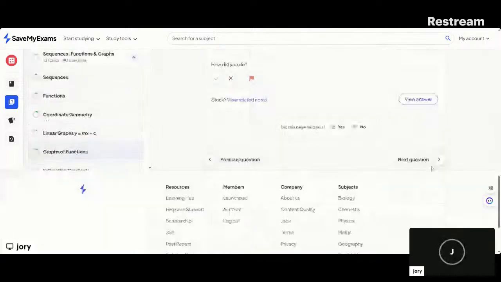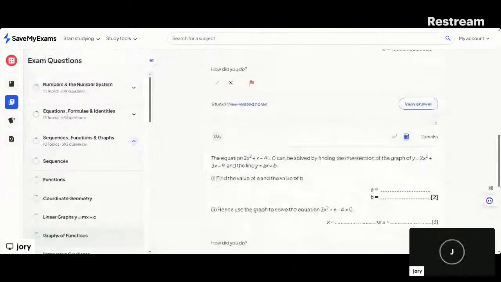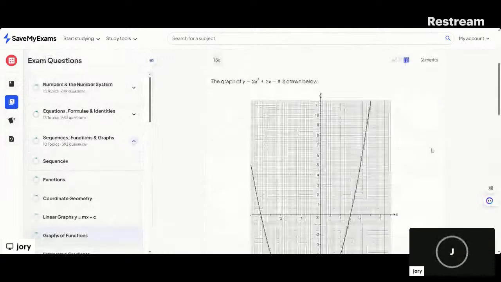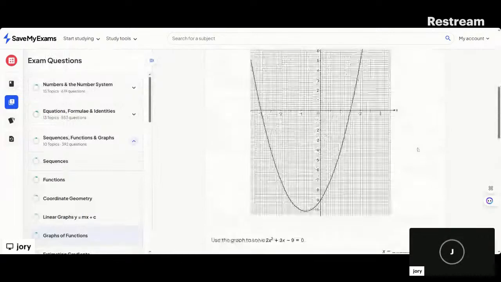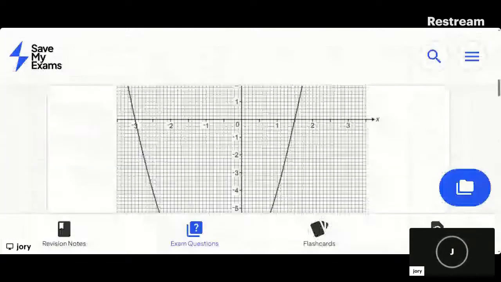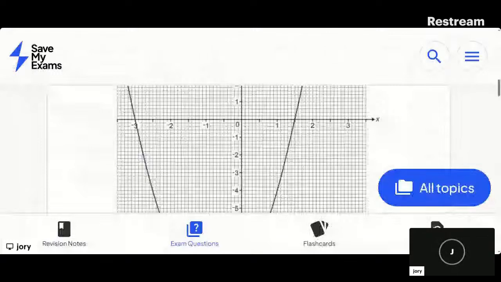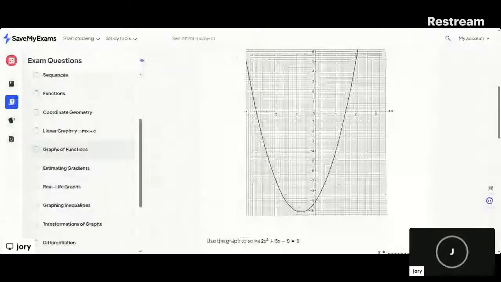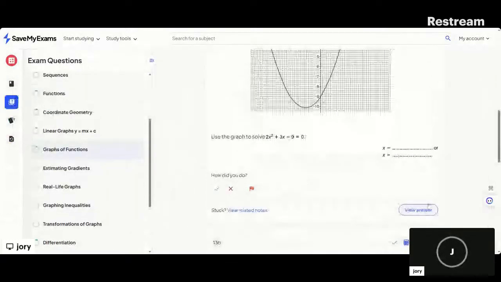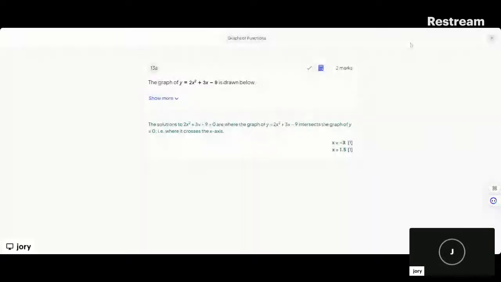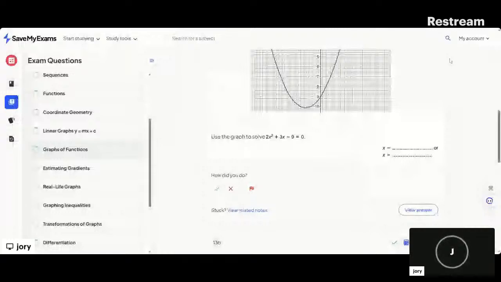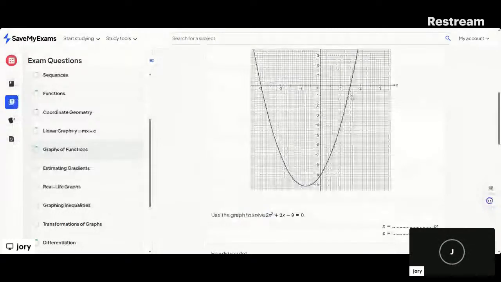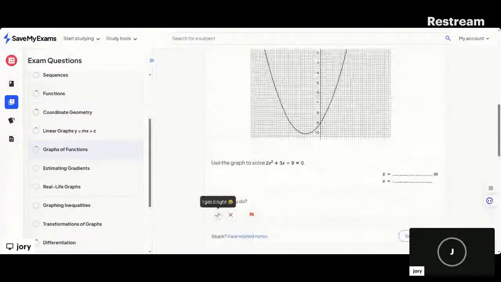Do these have multiple parts? This is 5 marks. It's not 2 marks. So let's do these. The graph is shown. Use the graph to solve this. I have to increase so I can read it. That's 3 and negative 3. But they didn't... okay. That's 3 and negative 3. That's not... It's okay. It's 1.5 and negative 3.